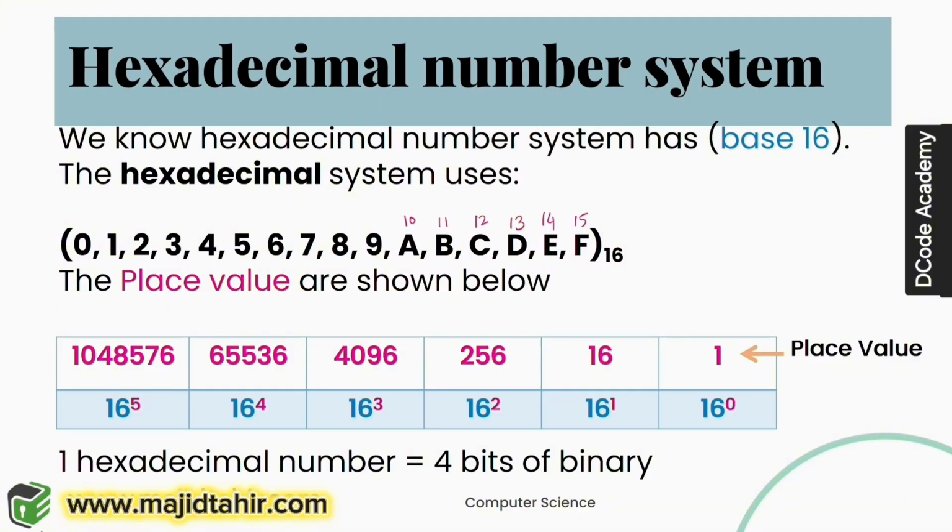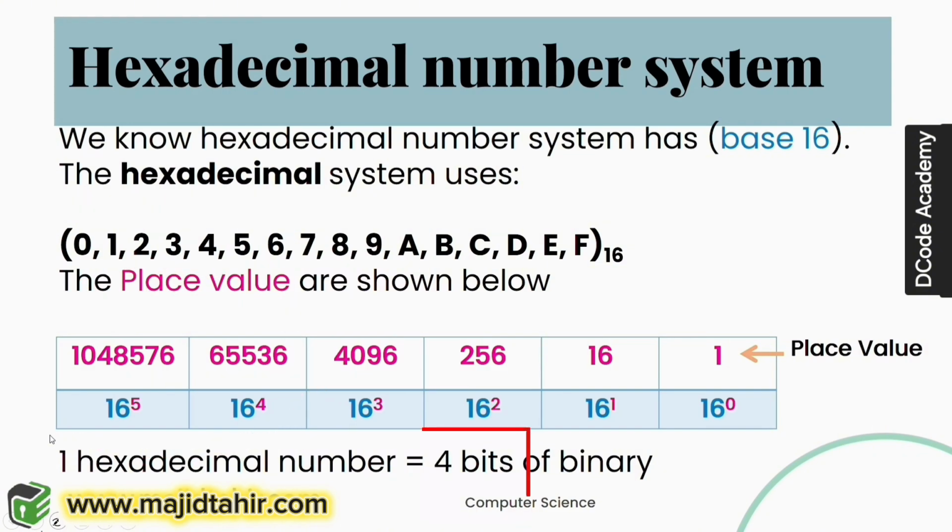Now let's see what the place values are. We know that the hexadecimal system, because there are 16 possibilities, has base 16. The first place value is 16 raised to power 0, that's going to be 1. The first place value is always 1. Next is 16 raised to power 1, which is 16, then 16 raised to power 2, which is 256. Then we have 4096 and so on. It's always a multiple of 16.